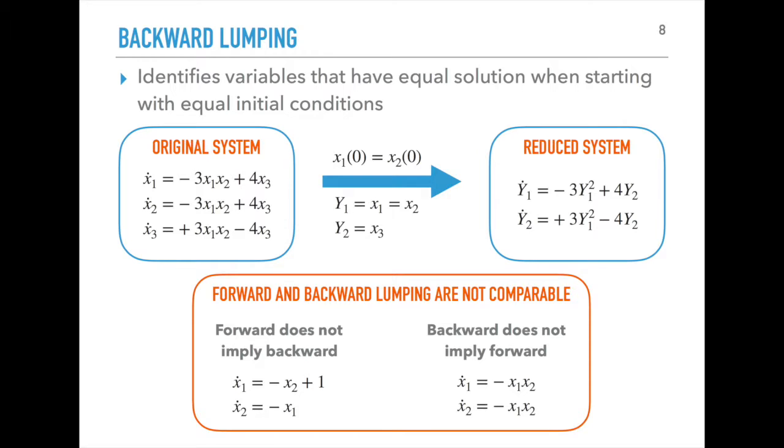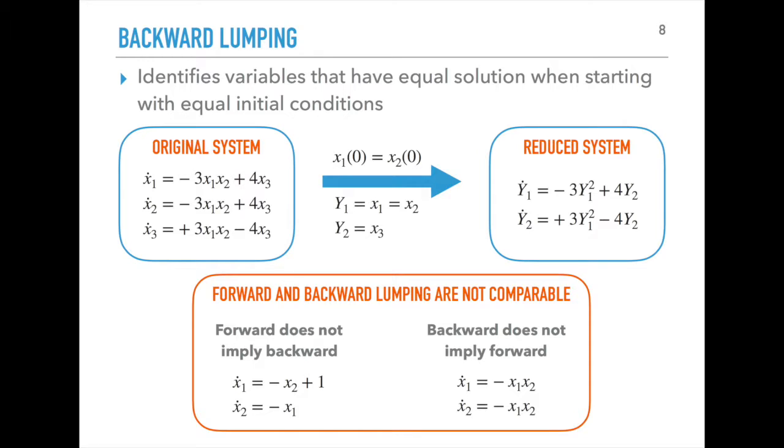So what I'm doing is that under this assumption here, I can say that y1 is x1 and x2. So essentially I replace one of the two, or replace all of them, by y1, and I get this equation. I do the same also on x3, and I get this equation here. And now I have a reduced system that mimics the original one under that assumption.